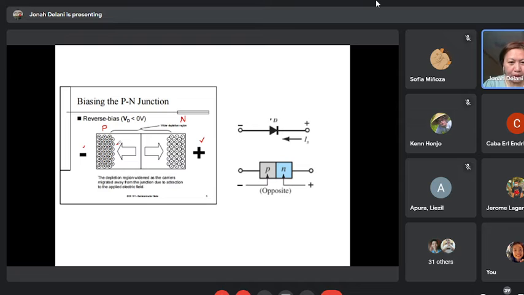So what happens to the depletion region? The depletion region, which is supposed to be in the middle, would widen. A depletion region is neutral. It is not positive, it is not negative. It is like an insulator. So if we connect the potential this way, there will not be any current that would flow, and the depletion region has no current at all.